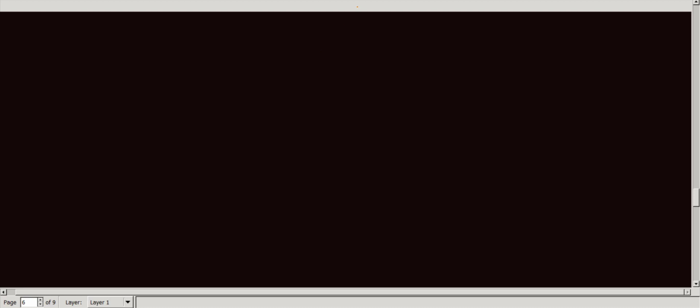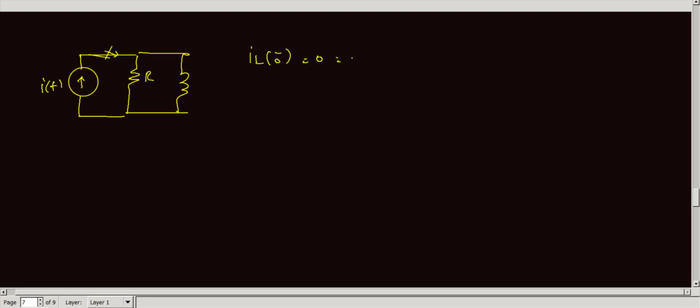Let's see here. I am applying I of t to a parallel RLC circuit. So the switching action is there. The basic concept here: IL of 0 minus equal to IL of 0 plus, that is before the switching action, the current through the inductor cannot change. So this is IR of t and this is IL of t. So I of t equal to IR of t plus IL of t.